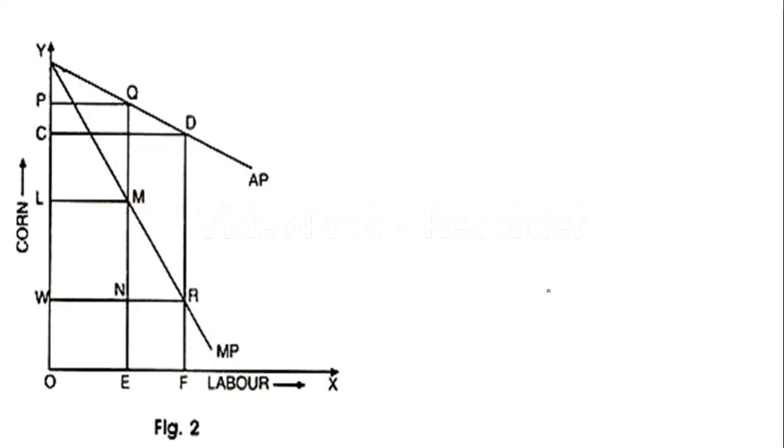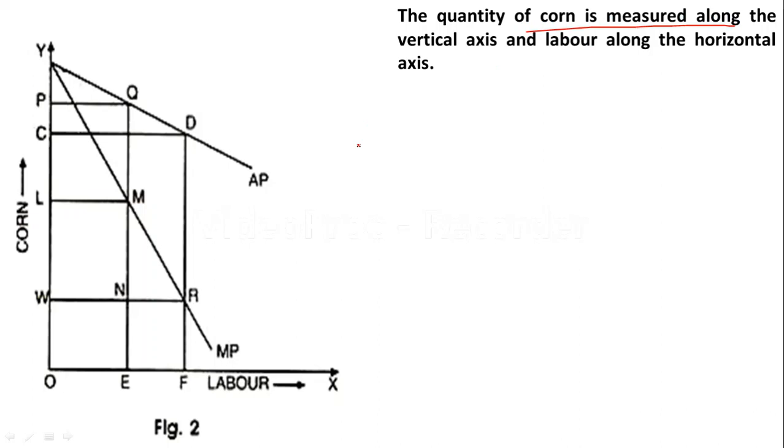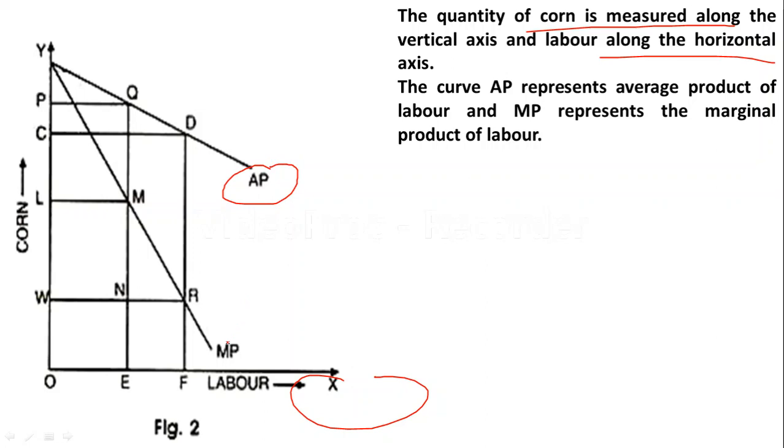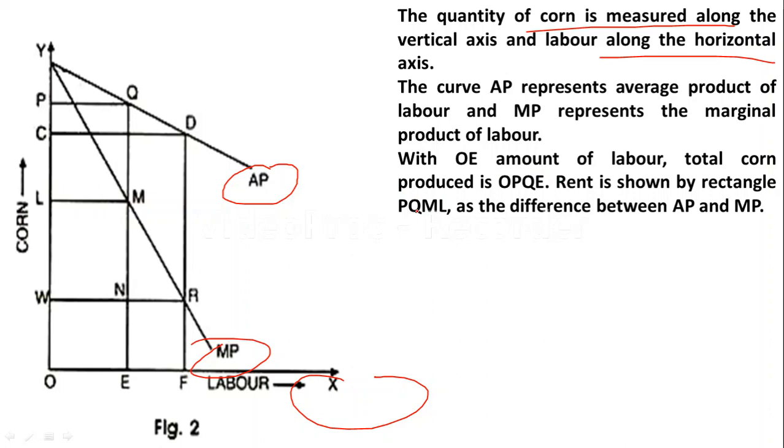So we can explain this by using this diagram also. Here the quantity of corn is measured along the vertical axis, then labor along the x-axis. The curve AP represents average product, and MP represents marginal product. Then by using OE amount of labor, the total corn produced is OPQE.